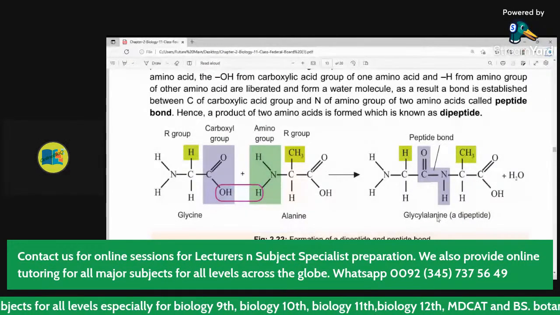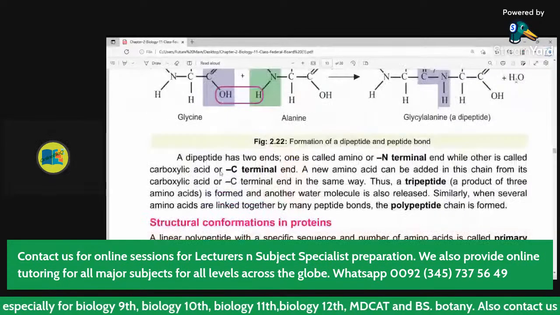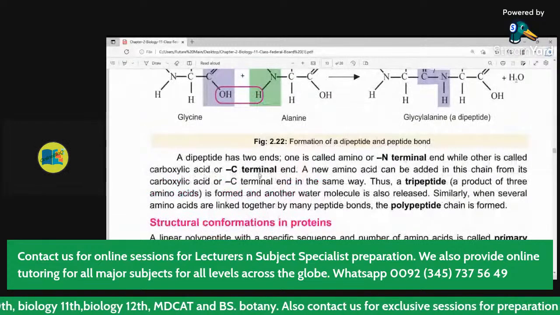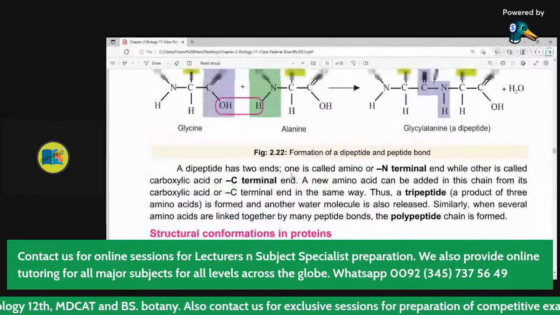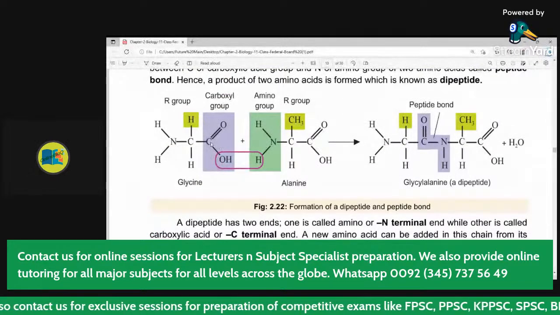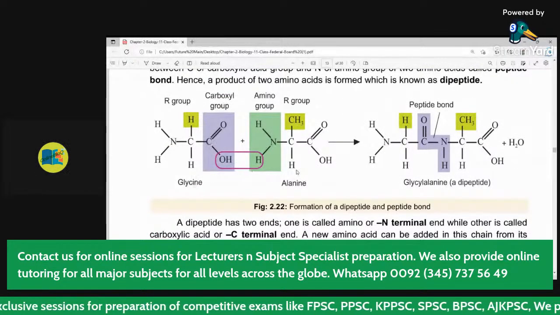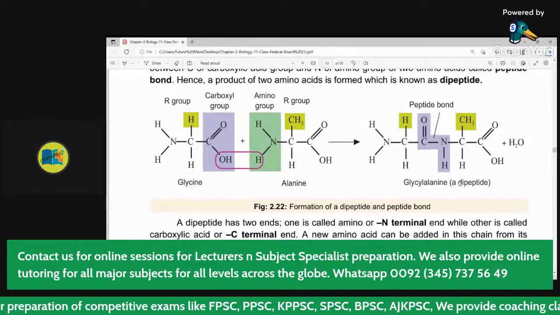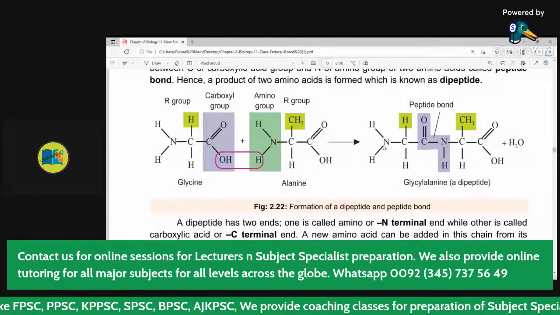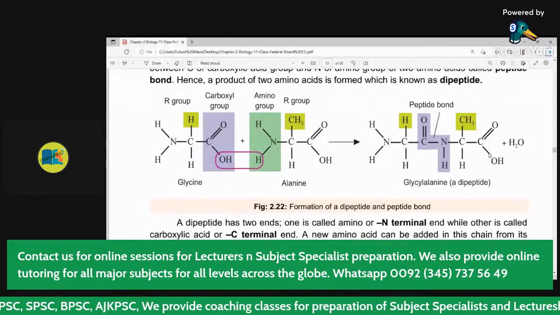A dipeptide has two ends. One is called the amino or N-terminal end, while the other is called the carboxylic acid or C-terminal end. These are present in glycine and in alanine. So when a dipeptide is formed, again an amino group is present, and again a carboxylic acid group is present.